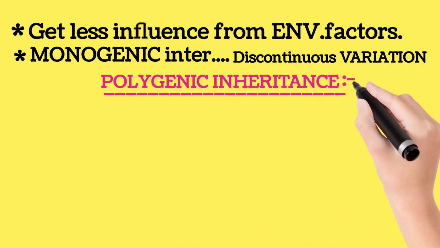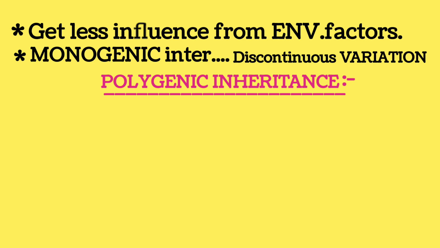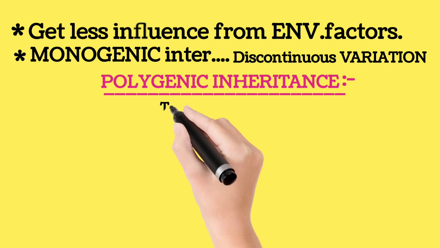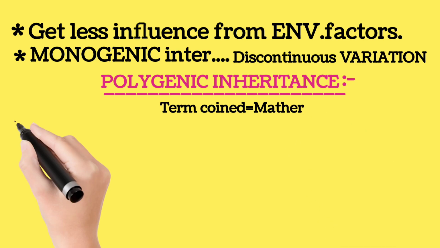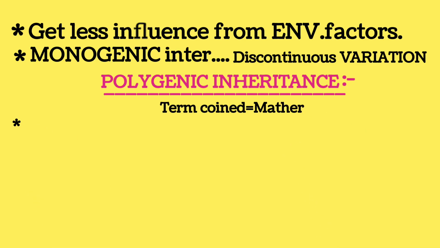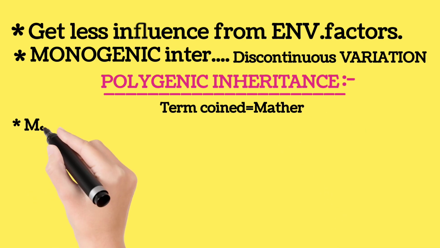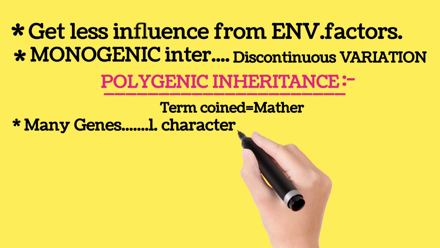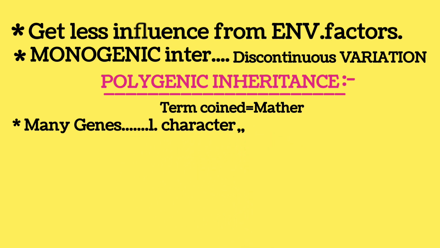Polygenic inheritance is also called multigenic inheritance. Here, do not compare polygenic inheritance with multiple alleles. They are totally different. We can clear this confusion in a separate video bite. Now talking about polygenic inheritance, this term was first coined by Mather. In polygenic inheritance, many genes control one character in an organism.